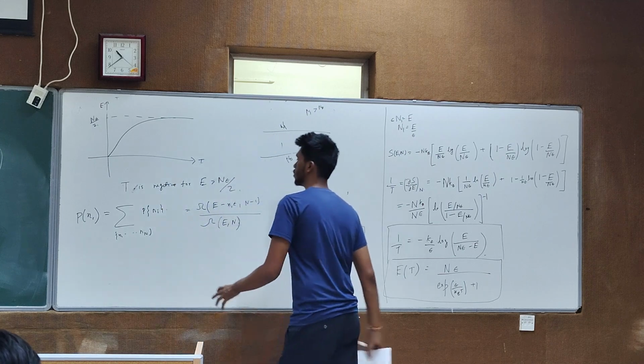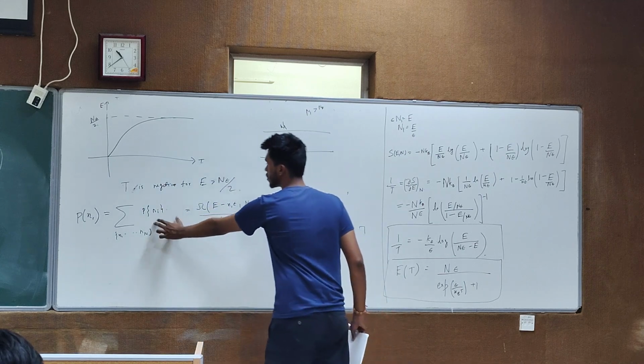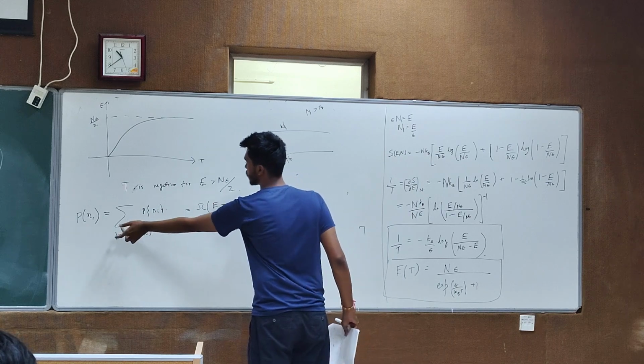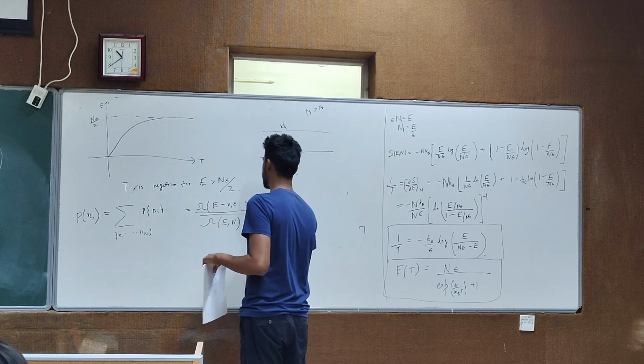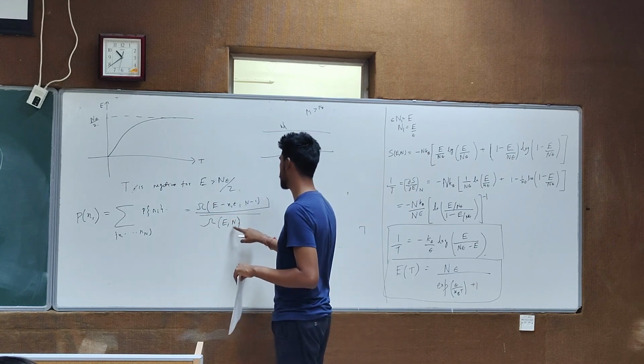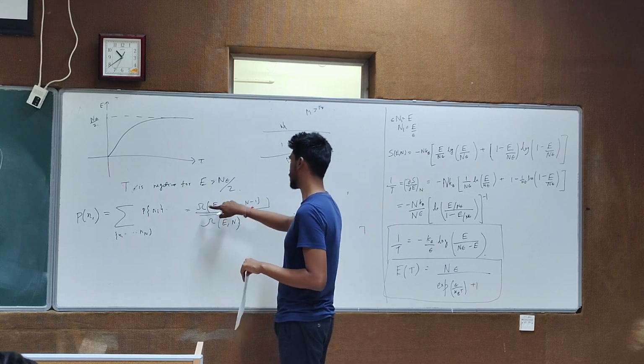by Omega En. So all of these are constants, and there would be these many number of terms. So when you add up, you have 1 by Omega En times this.